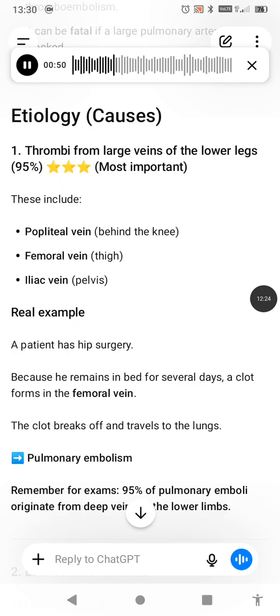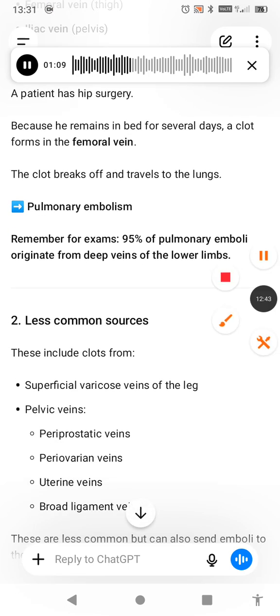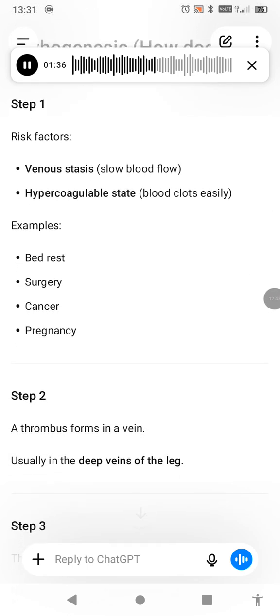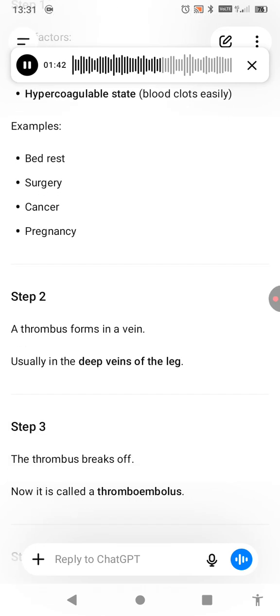Etiology, most important source: deep veins of the leg. These include the popliteal vein behind the knee, femoral vein in the thigh, and iliac vein in the pelvis. Real example, a patient has hip surgery. Because he remains in bed for several days, a clot forms in the femoral vein. The clot breaks off and travels to the lungs. Pulmonary embolism. Remember for exams, 95% of cases. Risk factors: venous stasis, slow blood flow, and hypercoagulable state, where blood clots easily. Examples, bed rest, surgery, cancer, pregnancy.